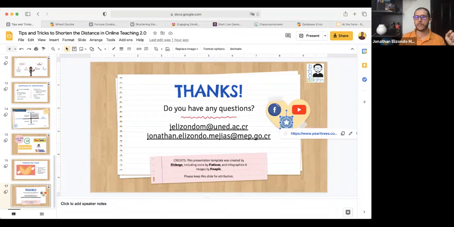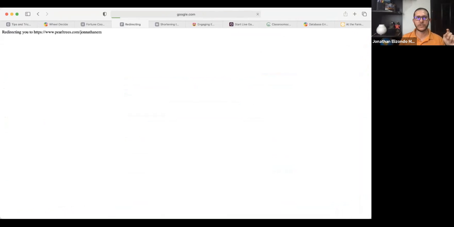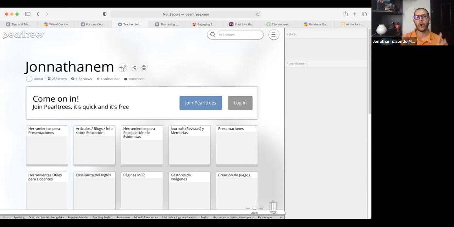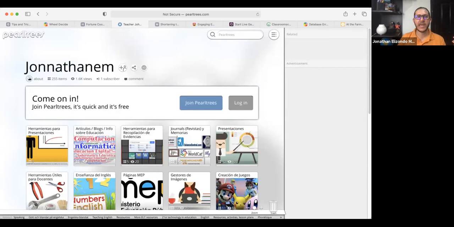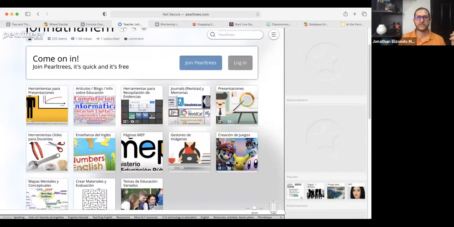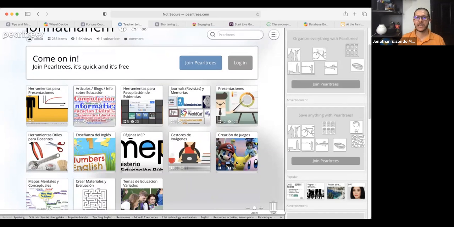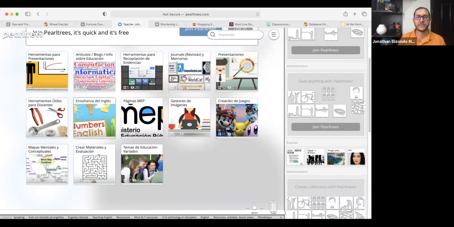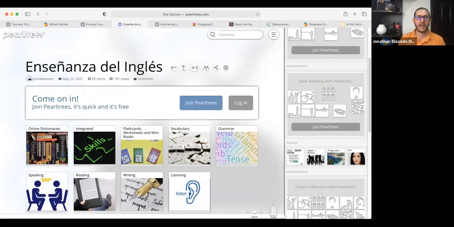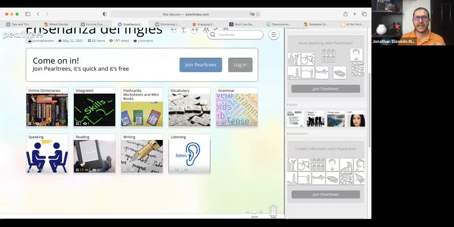And then I have this one that I really like, Pearl Trees. So when you go to Pearl Trees, I'm going to show you that one. Pearl Trees is basically a website in which I put all my favorite links, and you can access them and you can see them, okay? So you see that I have, for example, tools for presentations, articles about education. I have tools to get evidence, like to create portfolios. I have things for presentations. I have gestores de imágenes. I have páginas or pages from MEP. I have things related to teaching of English. So if I go there, I can see online dictionaries, integrated skills, flashcards, vocabulary, grammar.